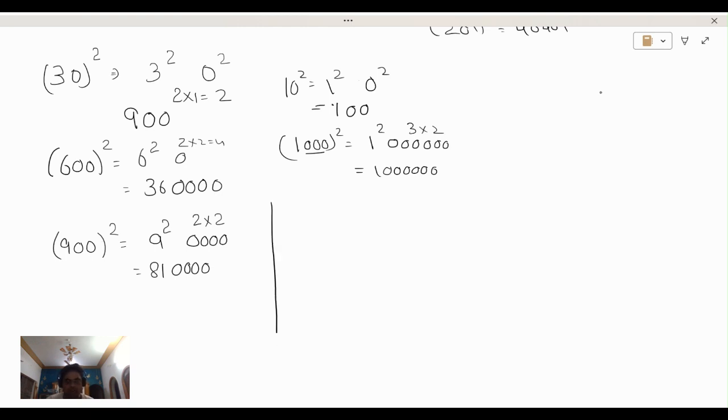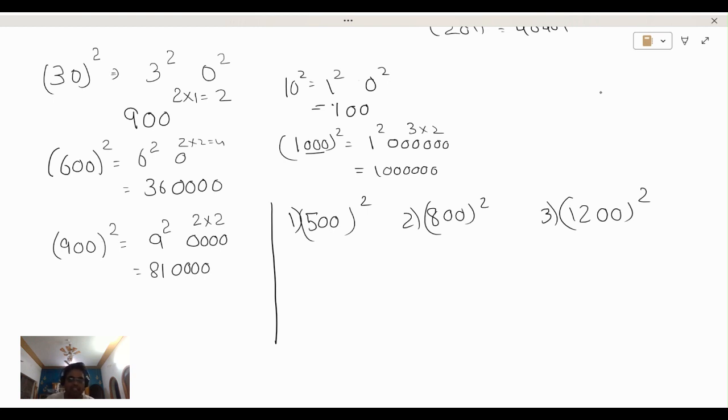When I say, you have to pause the video, and do it in your mind, and then we'll get back to check the results. So I'll give you three sums. Do 500 square, and then 800 square, and then 1200 square. Okay. Now pause the video, do it in your mind, and then get back to check the answer.